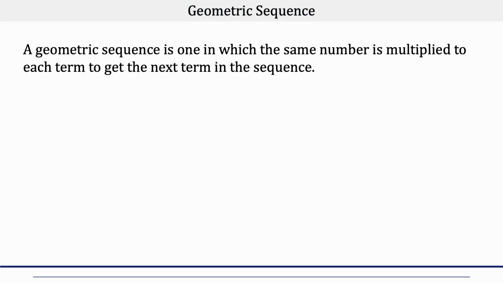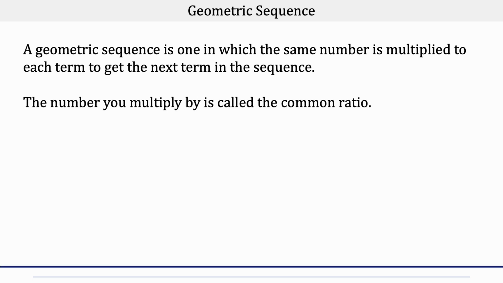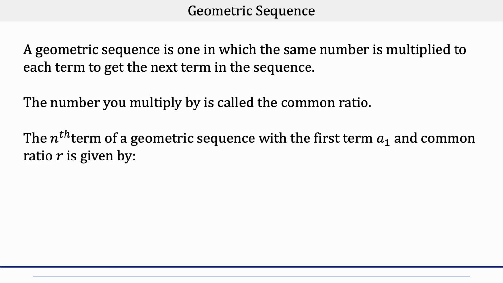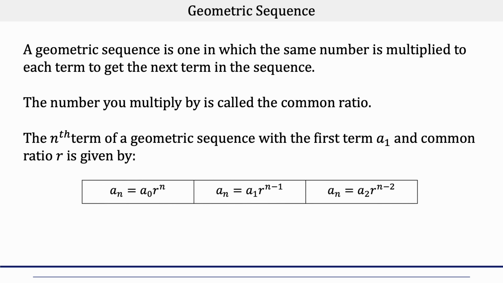A geometric sequence is one in which the same number is multiplied to each term to get the next term in the sequence. The number you multiply by is called the common ratio. The nth term of a geometric sequence with the first term of a1 and common ratio r is given by, well, here's the thing. We can define a sequence in a couple different ways. So let me break this down for you.